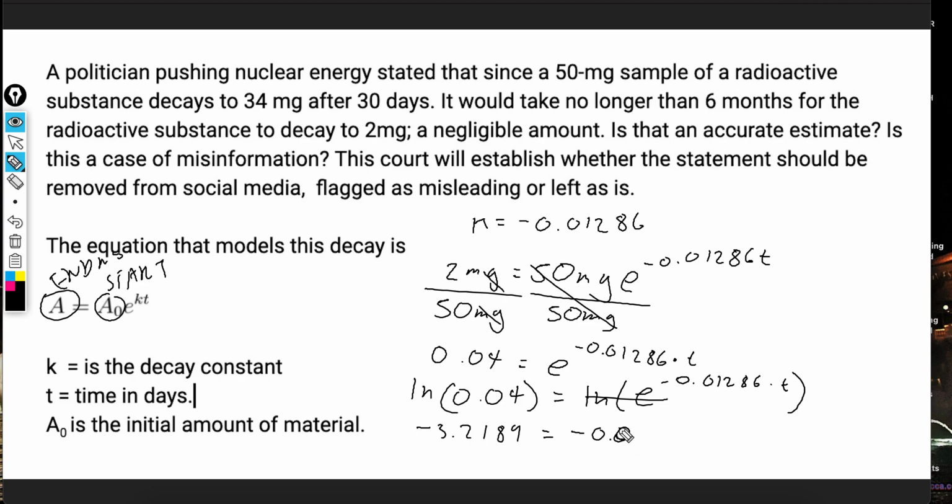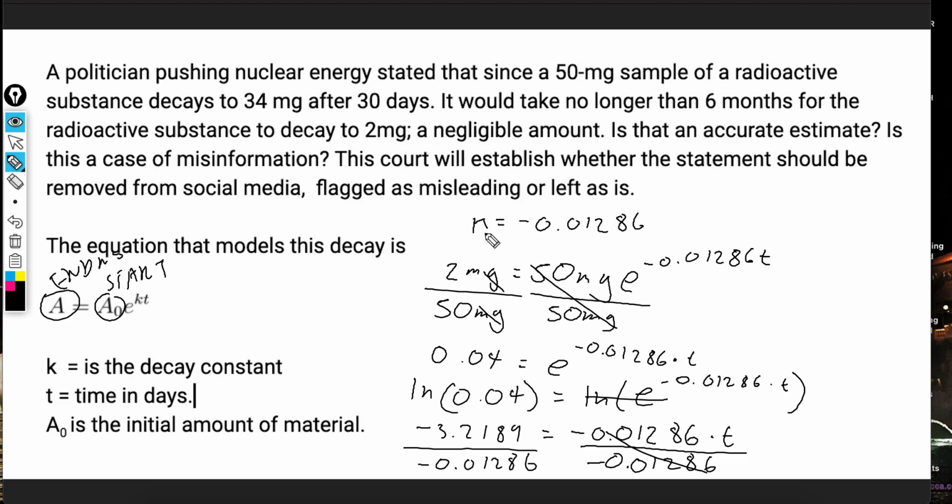0.0, sorry, I messed up. 0.01286, perfect. Times t. Sorry. Now we're doing basic math once again. Sorry again for any sounds in the background. I don't have my microphone today. Boom, divide to both sides by 0.01286, writing out every step.